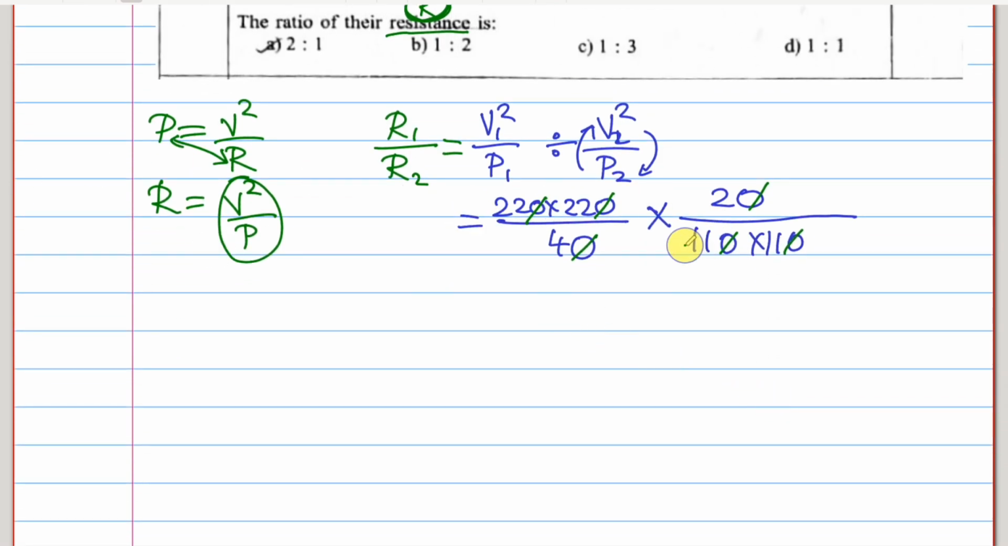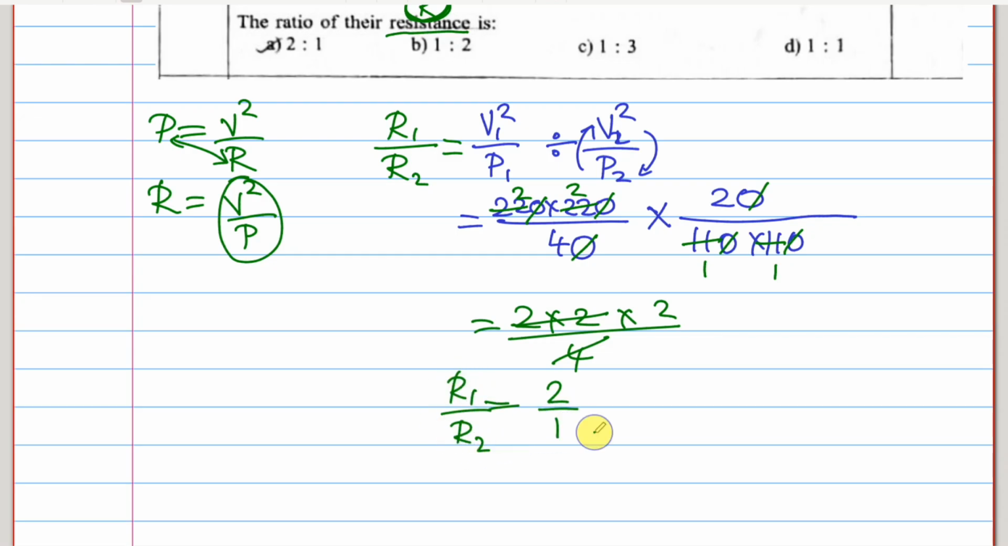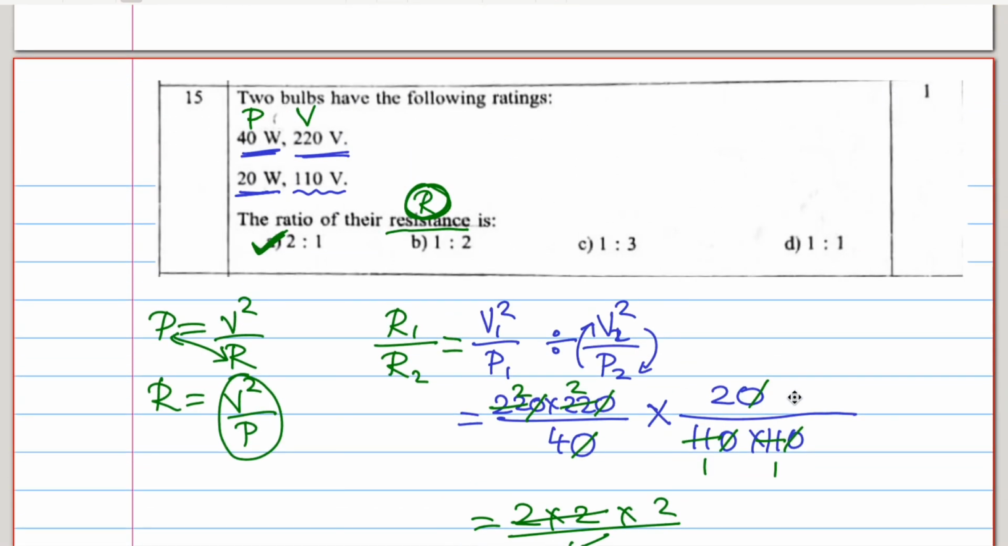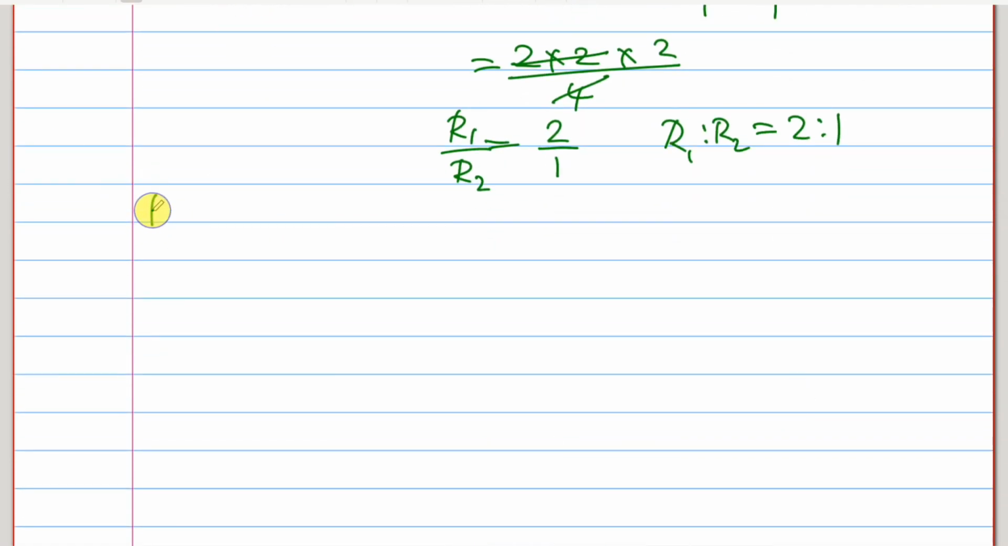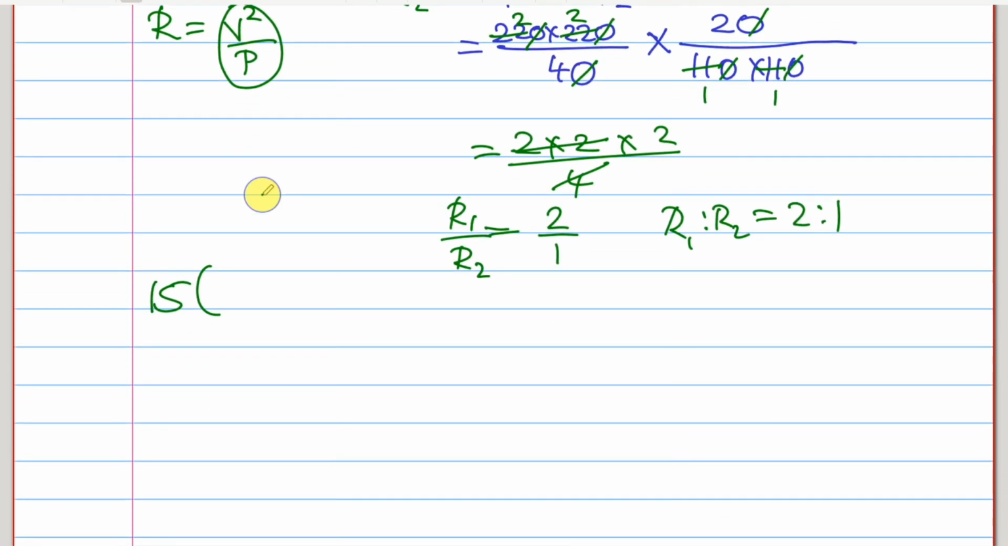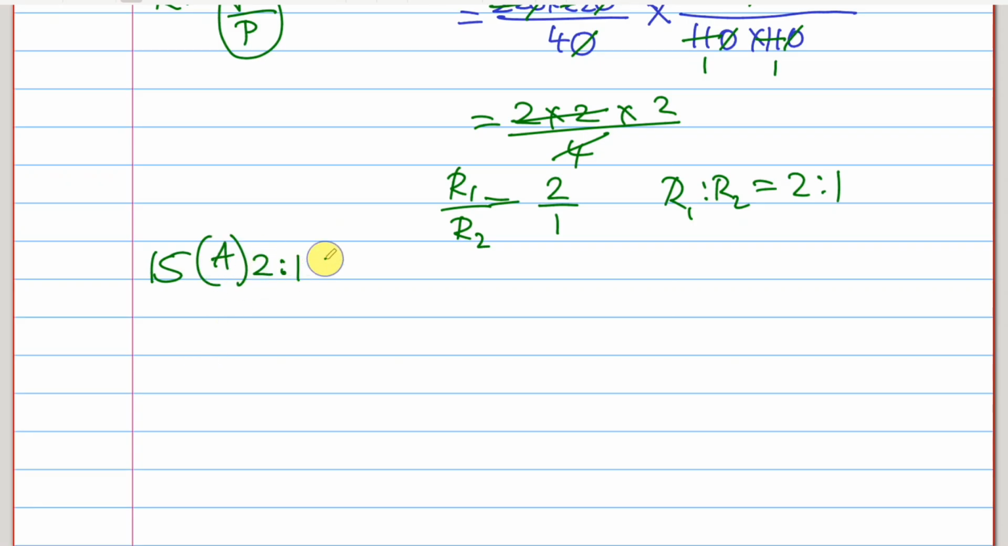Next, 11 ones are 11, 11 twos are 22. So we basically have 2 into 2 into 2 divided by 4. The 4 and 2 to the 4 get cancelled out, and we are left with just 2. So the fraction is 2 by 1. R1 by R2 is 2 by 1, that is, R1 is to R2 is 2 is to 1. We don't need to multiply everything and then keep simplifying; we can just cancel the terms out. They have given us values that make it easier to calculate. So the answer to question 15 is option A, 2 is to 1.